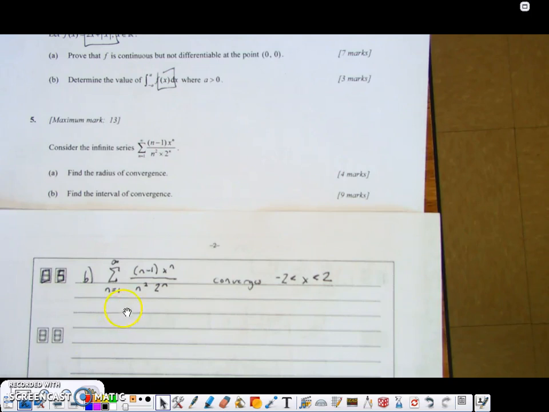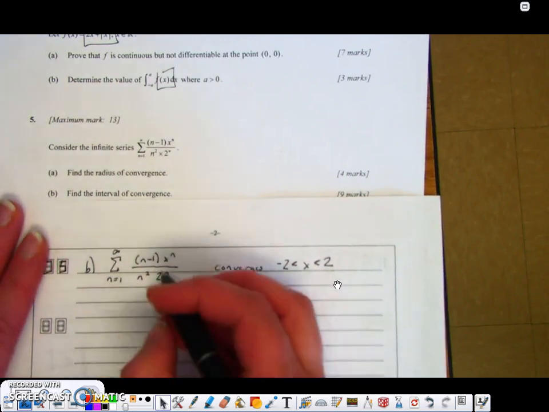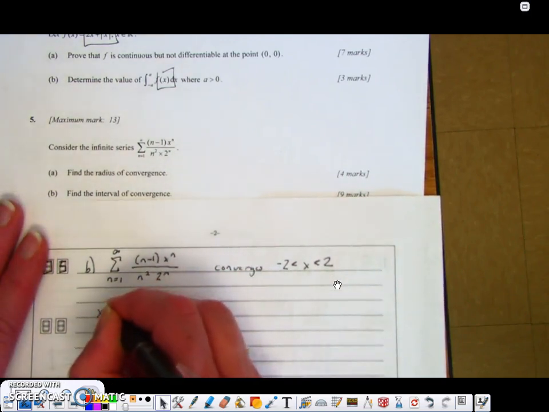For part B, I rewrote the series. We have already determined it converges between negative 2 and 2. What we want to do is test whether it converges on the endpoints or not. I'm going to start by testing the positive x value first, because if the positive x value converges, then this converges absolutely and will converge on both endpoints. So I'm going to start with x equals 2.